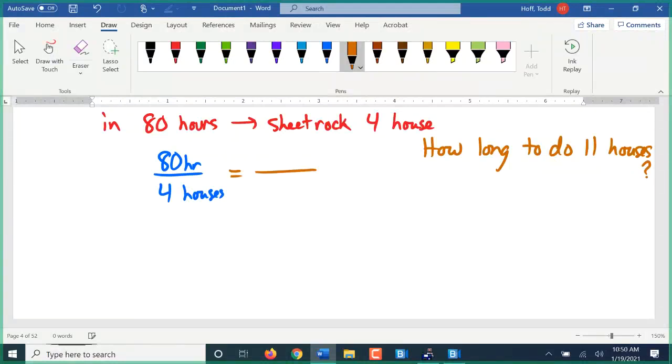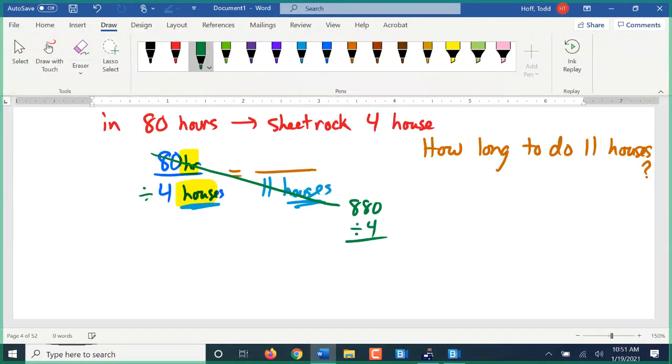Well, we set up our proportion. Now, technically, this is not a ratio, is it? I am comparing hours to houses, not comparing 2 units that are the same. But it doesn't matter. We said it could be a ratio or a rate. Here it's a rate. The 11 houses goes down here because houses have to go with houses. To find the missing number, we'll cross multiply. 80 times 11, 880, divided by 4, 220 hours.